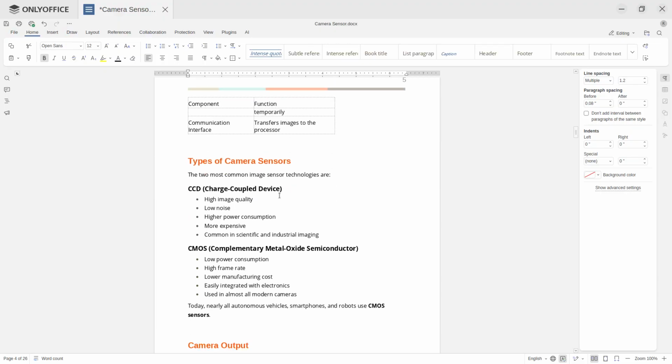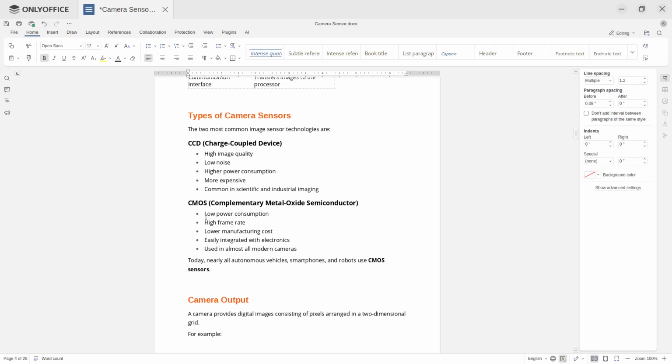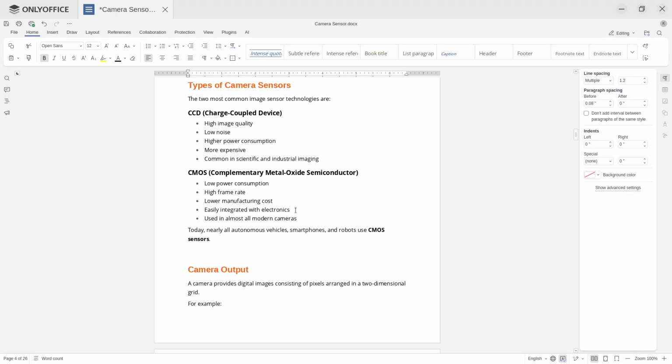Types of camera sensors. What do camera sensors do? They convert light into electrical signals. The two most common image sensor technologies are CCD, charge coupled device, and CMOS, complementary metal oxide semiconductor. What are CCDs? They have high image quality, low noise, high power consumption, are more expensive, and are common in scientific and industrial imaging. What about CMOS? Low power consumption, high frame rate, lower manufacturing cost, easily integrated with electronics, used in almost all modern cameras. Today, nearly all autonomous vehicles, smartphones, and robots use CMOS sensors. Right. This is very important.